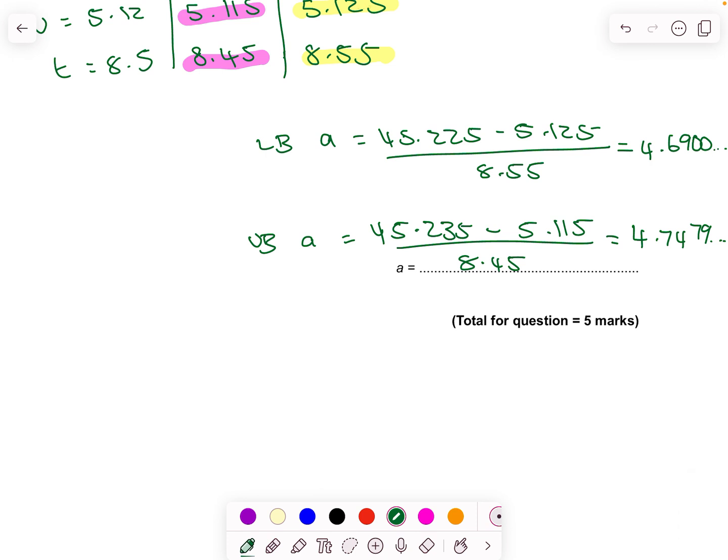The last mark is by saying that A is 4.7, and the reason is because both answers round to 4.7. So when you look at these two here, they both round to 4.7. And that's why our answer is 4.7.